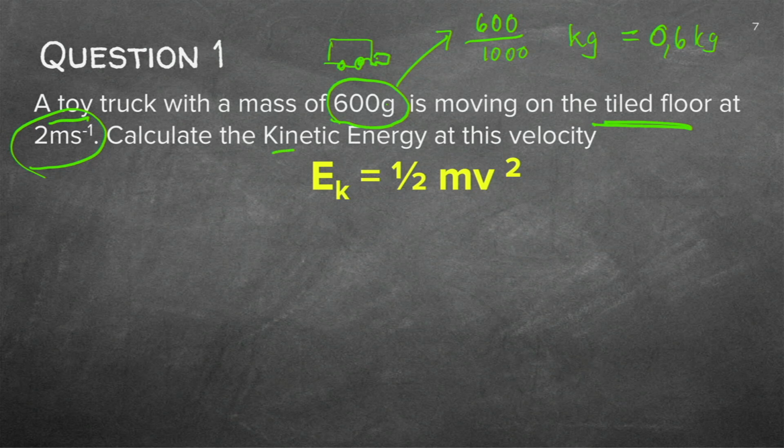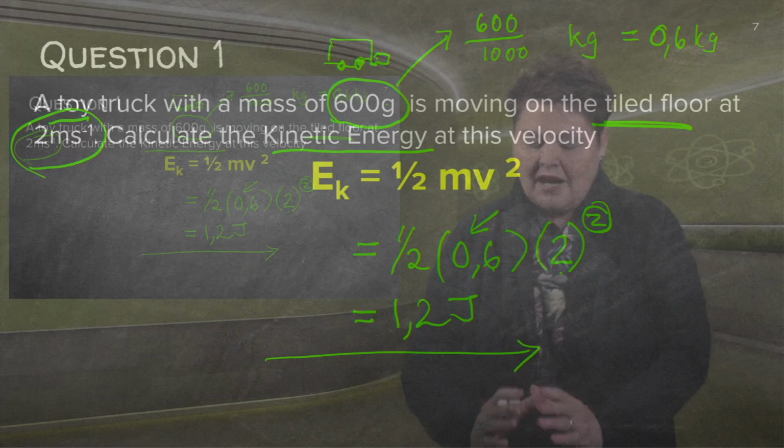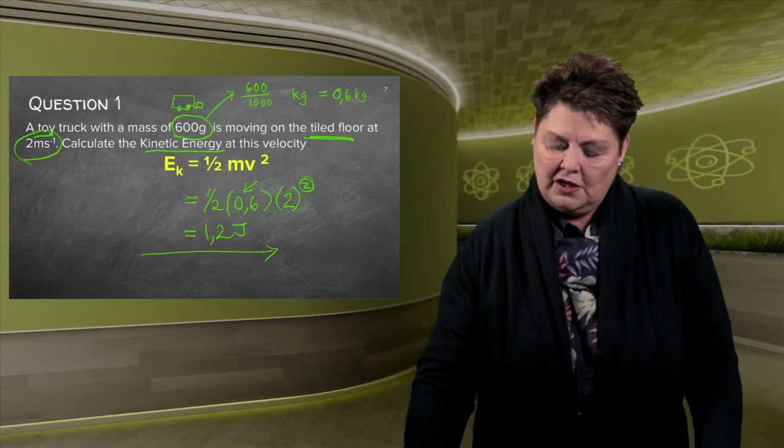So let's calculate the kinetic energy. It's half times the mass, which is 0.6, times the velocity, which is 2 squared. Can you see? I've got the square there. I already did the conversion to kilograms. So I've got a half times 0.6 times 2 squared. And if you do that calculation, you'll find the kinetic energy is 1.2 joules. Easy, you just substituted the values into the equation.